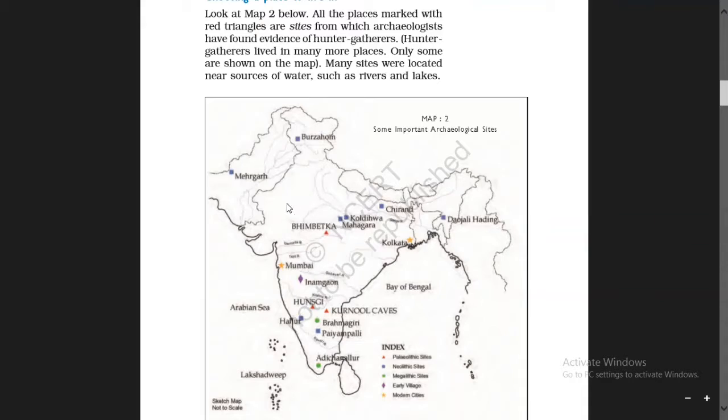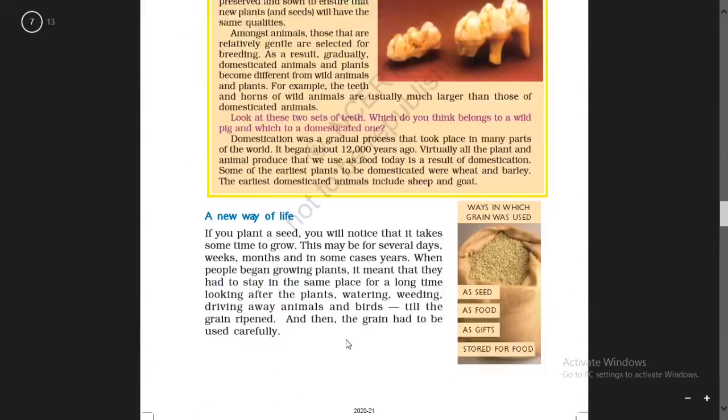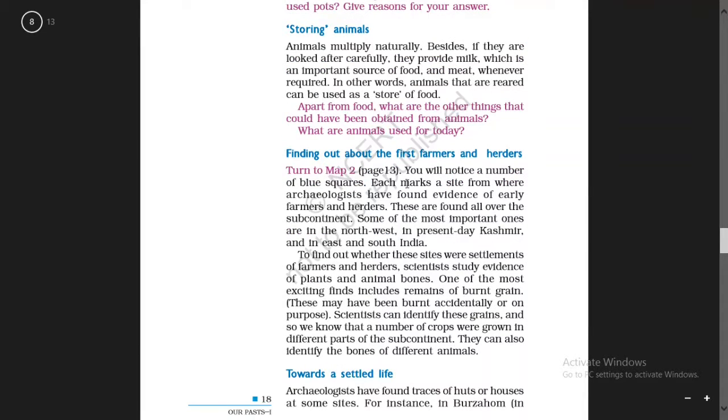These blue squares are Mehrgarh, Burzahom, Koldihwa, Mahagara, Daojali Hading, Hallur, Chirand, Paiyampalli. So these are marked with blue colored squares. Let us turn again to page number 18. What do these blue squares stand for? Each marks a site from where archaeologists have found evidence of early farmers and herders.